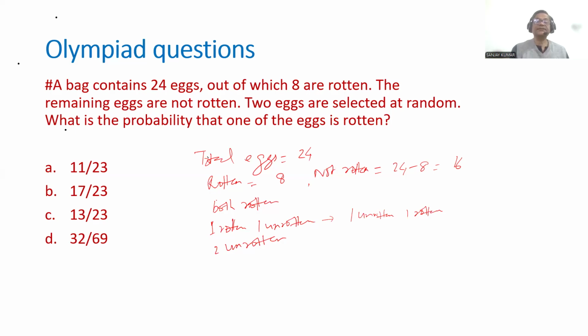What are the chances of getting an unrotten egg? You find that out and just deduct it from one. Whatever the total outcomes are, if you add the probability of each outcome, it will be 1. This is the thumb rule. So now let us find the probability of getting unrotten both the times.